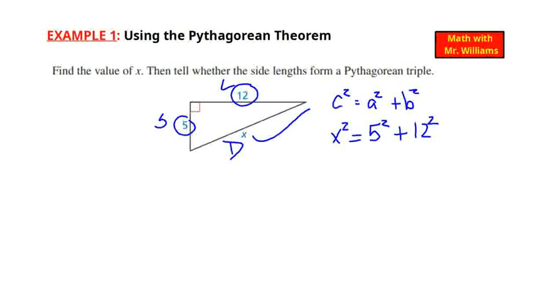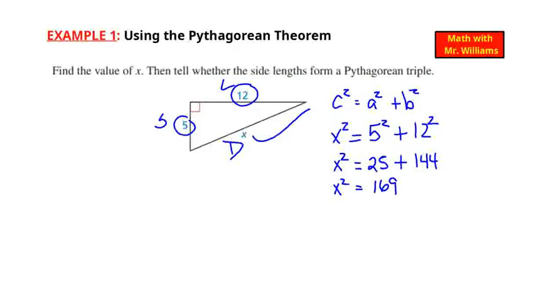So we have 5 squared. It's going to get us 25, plus 12 squared will arrive at 144. Let's go ahead and add those up. x squared equals 169. And that's a perfect square number.